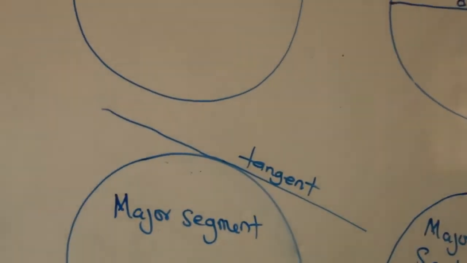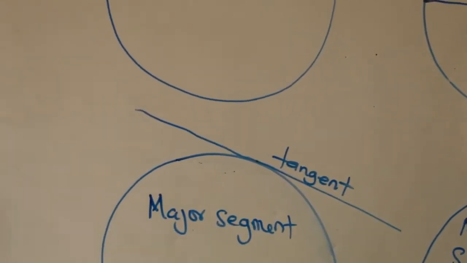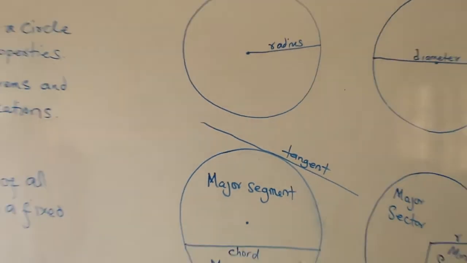Let me say that again. A tangent is a line drawn to touch only one point in the circumference of a circle. You can write that down.